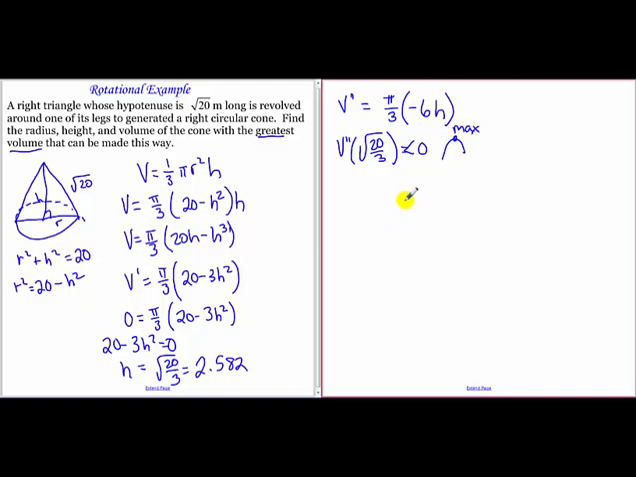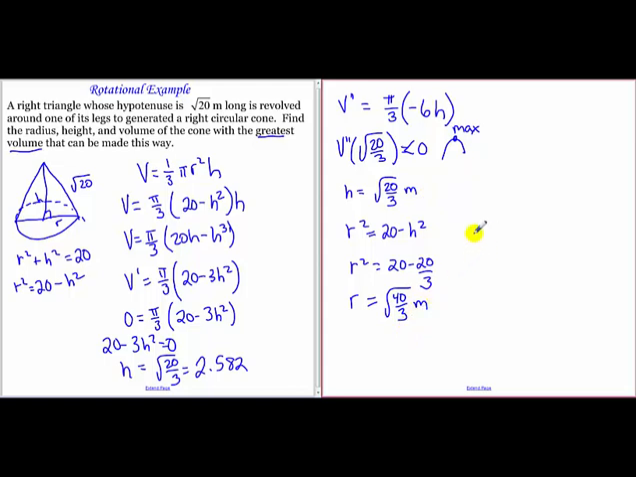Okay, so now that I know that's a max, I know that my h, which we already found, was the square root of 20 over 3. So now when I plug that into our r squared equals 20 minus h squared equation, r ends up being the square root of 40 over 3. And remember, let's get some units in here. This is meters.